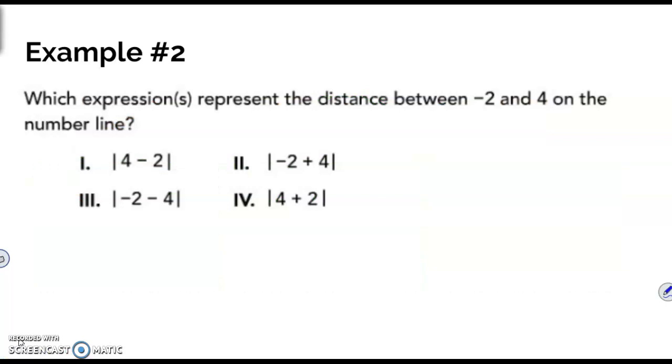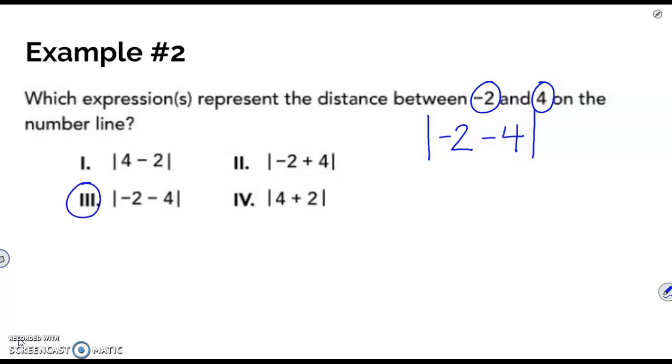Example number 2 states, which expression represents the distance between -2 and 4 on the number line? So we're looking at the numbers -2 and 4. So that's the absolute value of -2 minus 4. We see that with problem number 3. We could also write that as the absolute value of 4 minus -2.